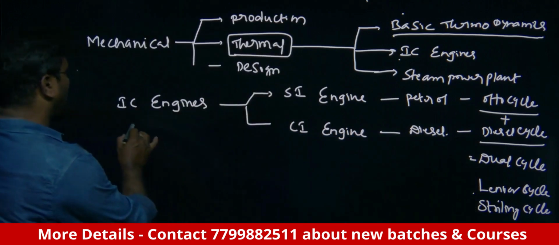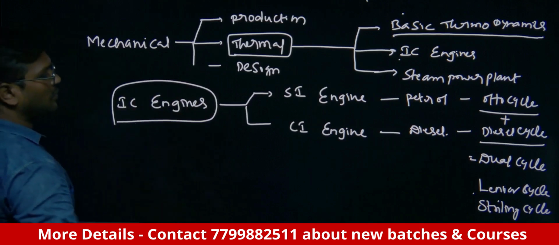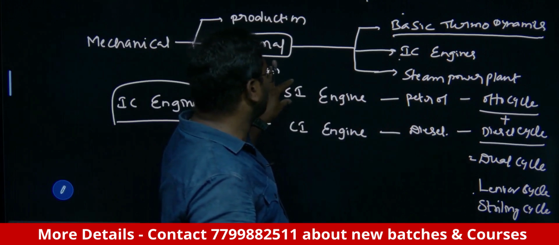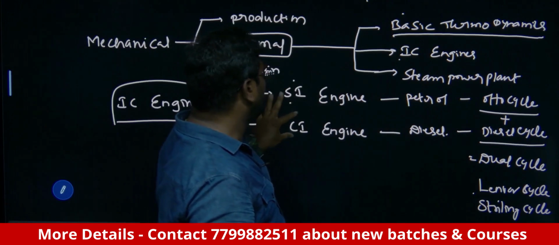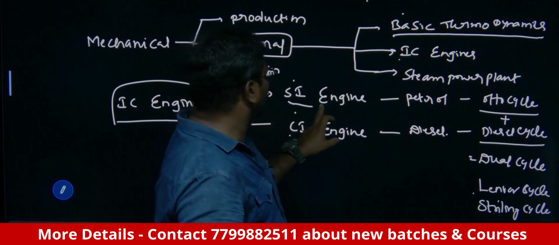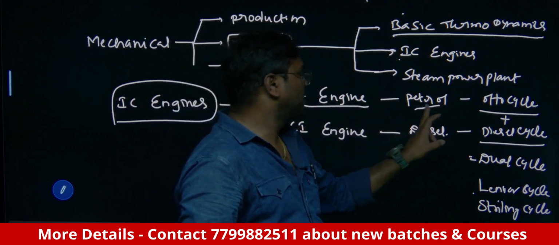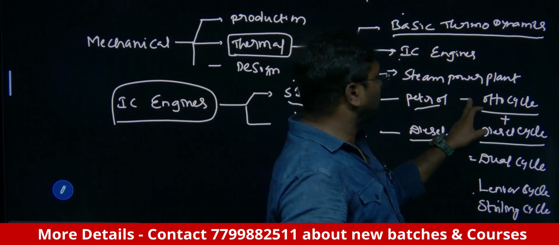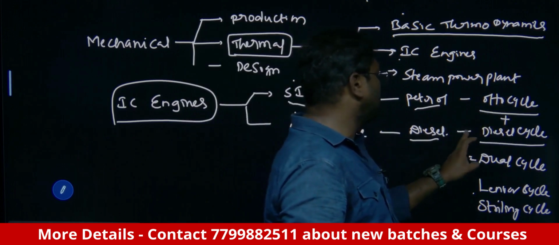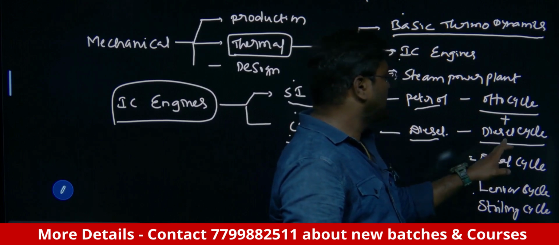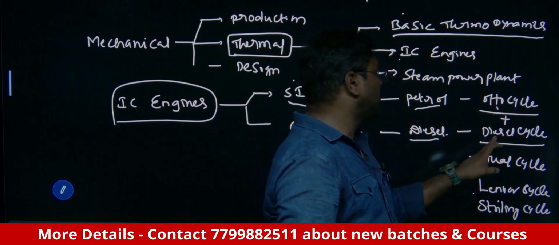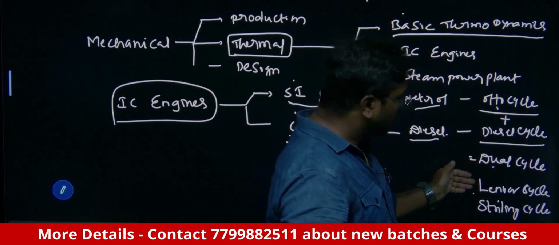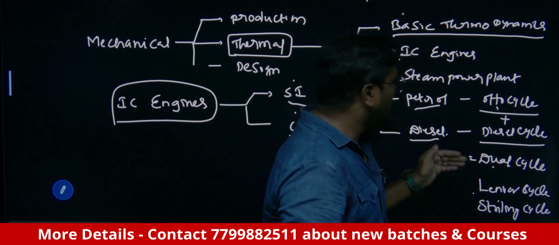That means this application works on one cycle, that is IC engines. Two types of engines are there, SI engine and CI engine. SI engine is working on petrol. CI engine is working on diesel. Petrol runs with the Otto cycle. Diesel runs with the diesel cycle. Combination of Otto cycle plus diesel cycle is called a dual cycle. And the remaining cycles: one is the Lenoir cycle, another one is the Stirling cycle.